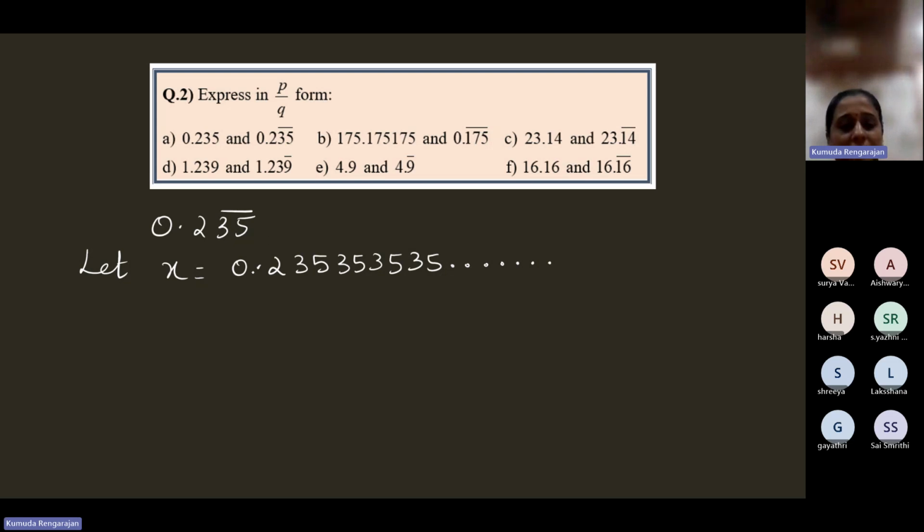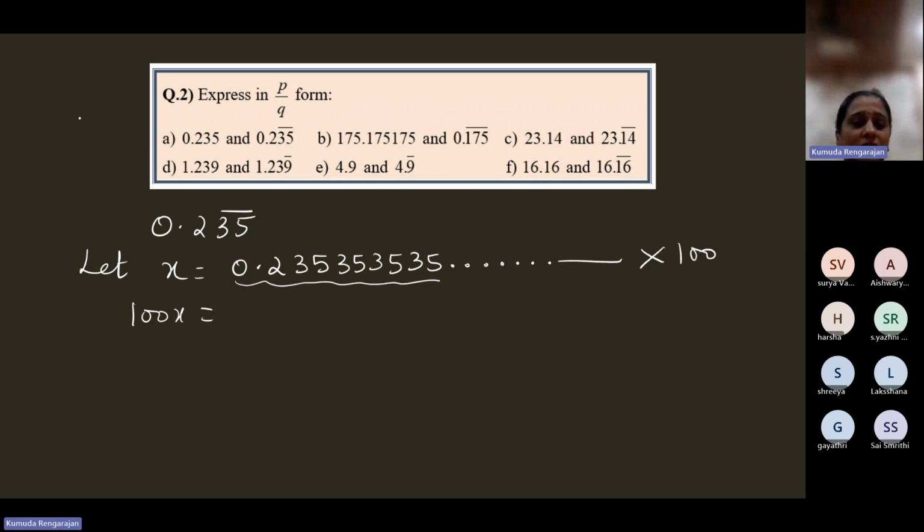So we need to multiply this equation by 100. For that, multiply x by 100. Multiply the left-hand side, which is x, by 100. So 100 into x, 100x. Multiply the right-hand side also by 100. You're multiplying this equation by 100 on both the sides and getting a new equation. This one is equation 1. And you're generating equation 2 by multiplying equation 1 by 100 on both the sides.